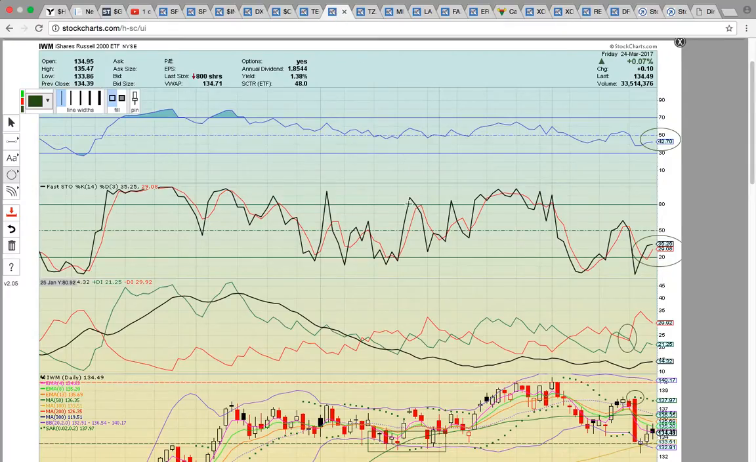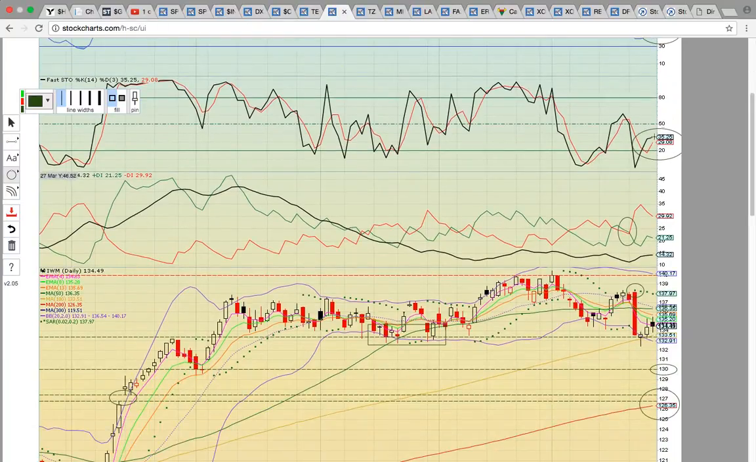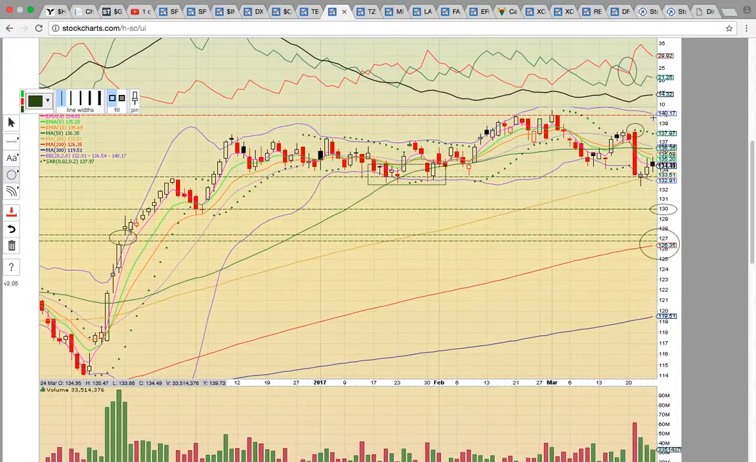Okay, let's take a look at the Russell 2000. This is a look at the small caps, the penny stocks, and this has been under pressure as well. This actually had been under more pressure than the other indexes. Now it's below 50 on RSI, below 50 on FASTO. You've got plus DI below minus DI, so the bears are currently in control.